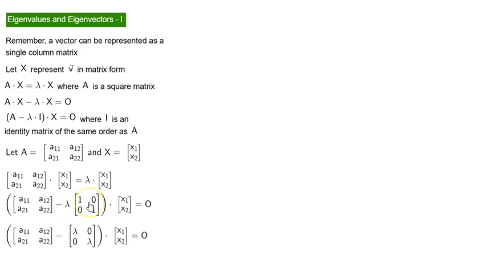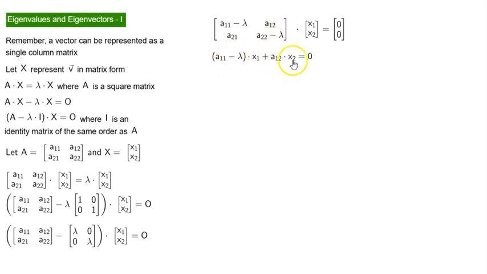Let's multiply lambda into the matrix. We get lambda, 0, 0, lambda. Now let's subtract these two matrices. We get A11 minus lambda, A12 minus 0, which is A12, A21 minus 0, which is A21, and then A22 minus lambda. Now let's convert this into equation form. A11 minus lambda times X1 plus A12 times X2 equal to 0. So this has become a homogeneous system of equations.